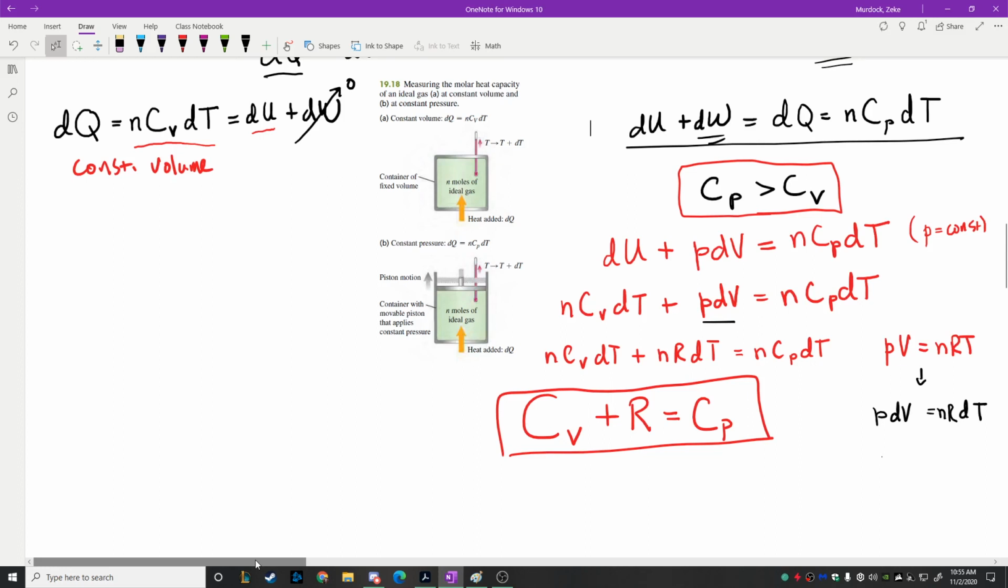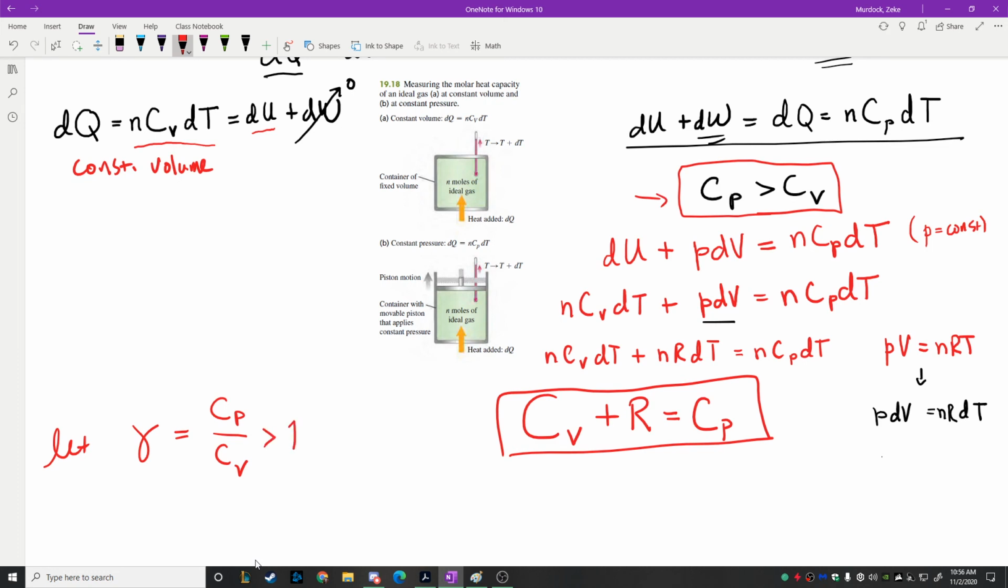And what we're going to do is rewrite this by using a ratio. So we're going to let the symbol gamma, the third letter in the Greek alphabet, be equal to the ratio of these two quantities, Cp over Cv. Remembering that Cp is greater than Cv, this is always going to be greater than 1. It's guaranteed to be greater than 1. Maybe it could be equal to 1, I don't know. But it's always greater than 1.